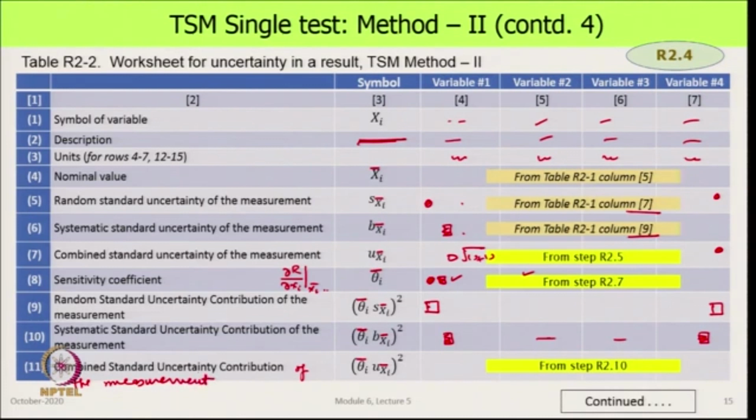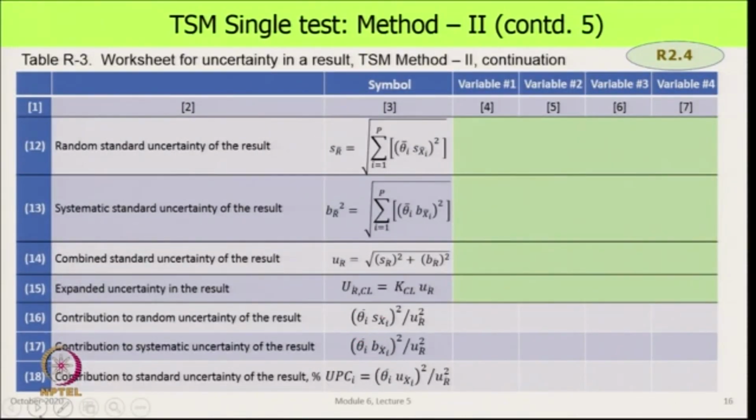And here what we do is we multiply u x_i bar, which we had here, by this, square it and we get this. Similarly, for this one and for this one. Then we continue on the table and say what is the random standard uncertainty of the result. This is the summation of these terms, their square root.